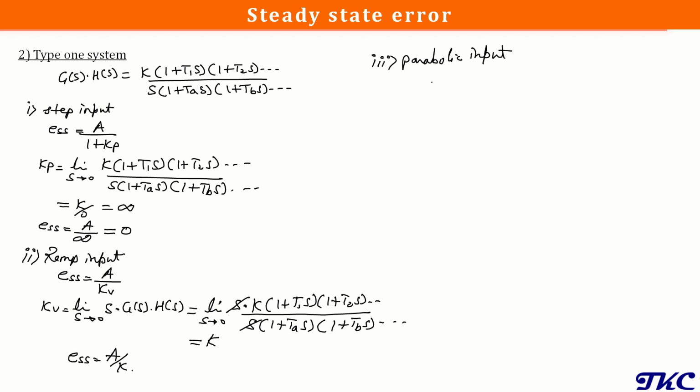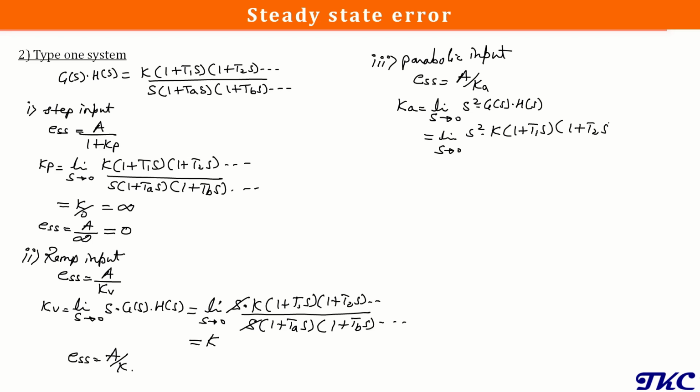Now let's find it for the parabolic input. For parabolic input, we know that steady state error is given by A by Ka, where Ka is the acceleration error coefficient, and we know how to find it. It will be limit s tends to 0 of s square into G(s)H(s). Now let's substitute the value. So we will be having limit s tends to 0 of s square into G(s)H(s), which is K(1 + T1s)(1 + T2s) and so on, divided by s(1 + Tas)(1 + Tbs) and so on.